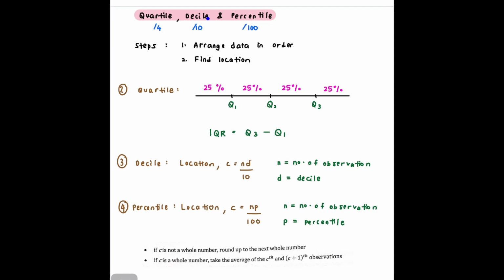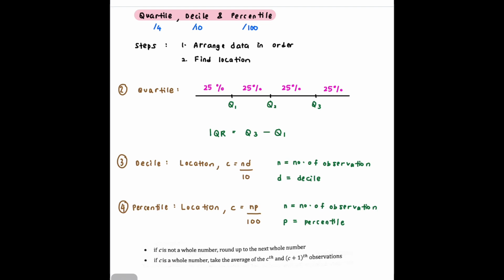Decile is you divide the data into 10 equal parts. Percentile is you divide the data into 100 equal parts. Okay, so the steps: first, make sure you arrange the data in order, meaning in ascending order from the lowest to the highest value. And then you have to find the location. Where is the position of your data?